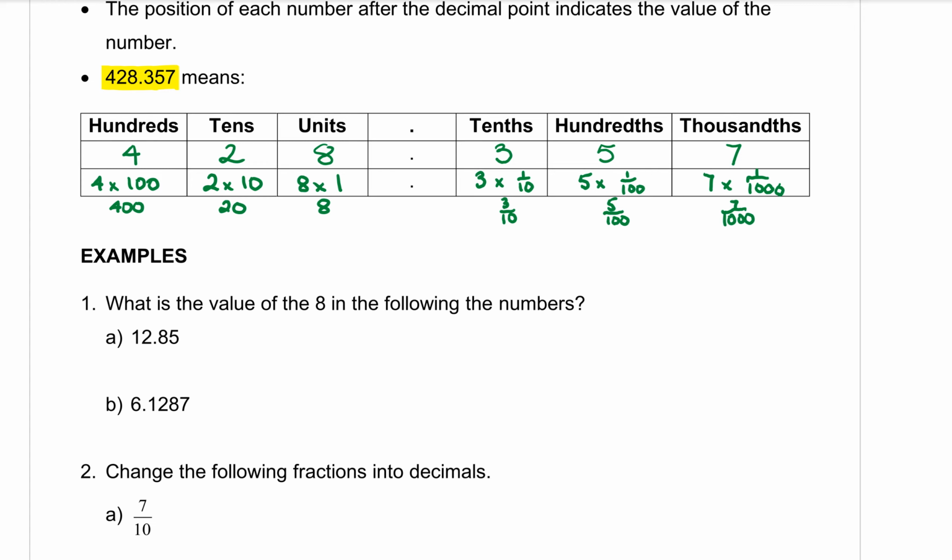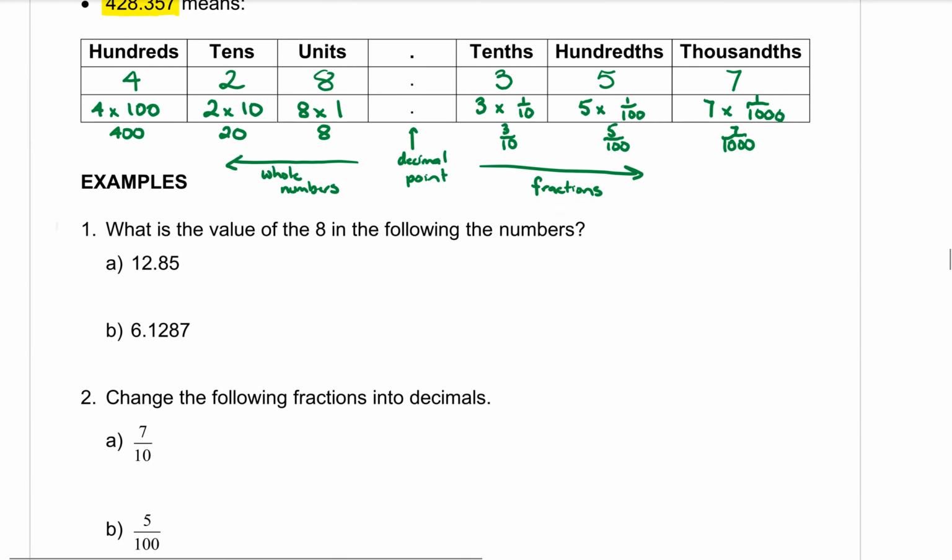Okay, so what you will see is that we have our decimal point here in the middle. Everything to the left of that decimal point are whole numbers. And everything to the right are our fractions. So that can help us to convert our decimals into fractions. And let me show you how to do that. Let's look at the examples here.